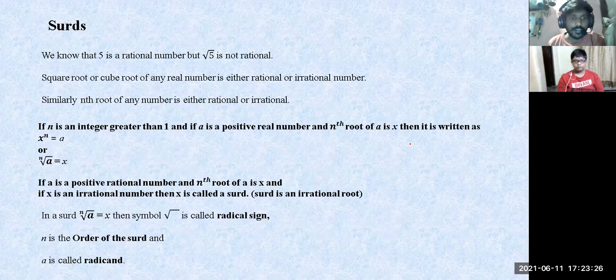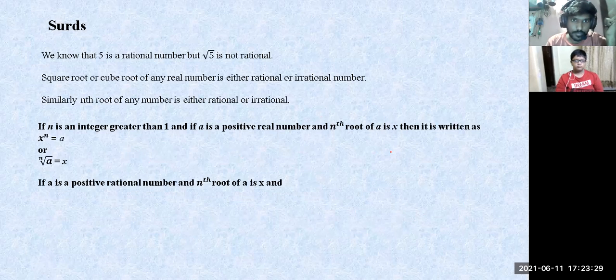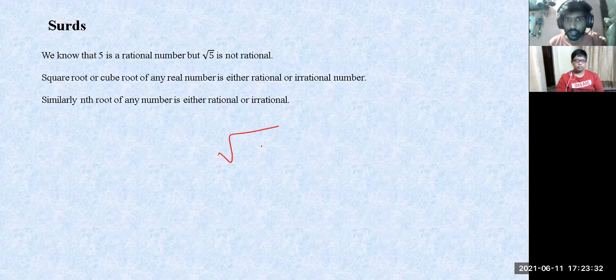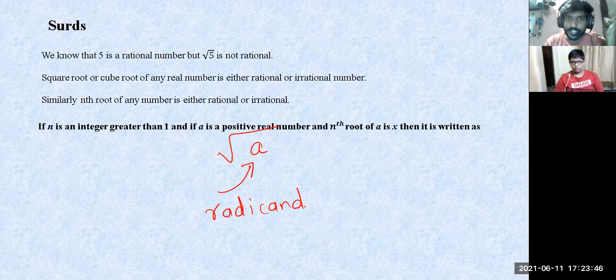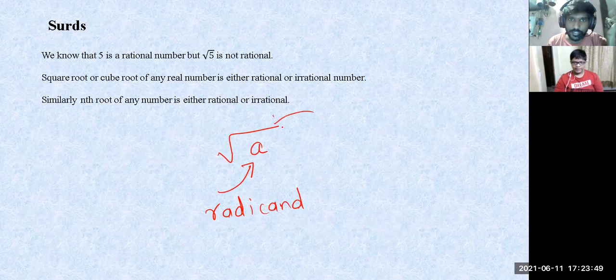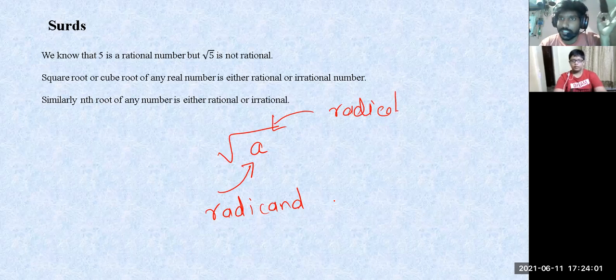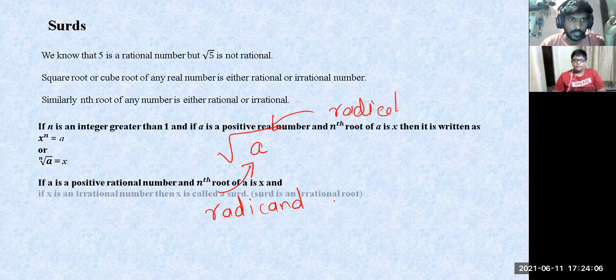Okay, one more thing. This is called a radical, and inside this, whichever real number is there, that is called a radicand. The sign is called a radical sign, and the real number inside it is called a radicand. Are these two terms clear? Radical and radicand? Yes, sir. Okay. Let's move on to the next.